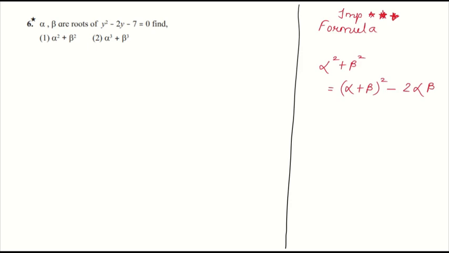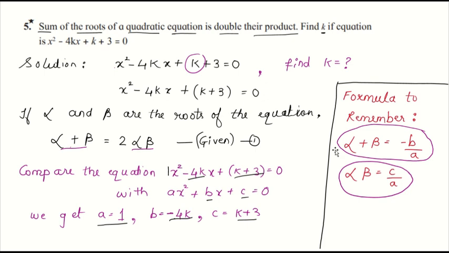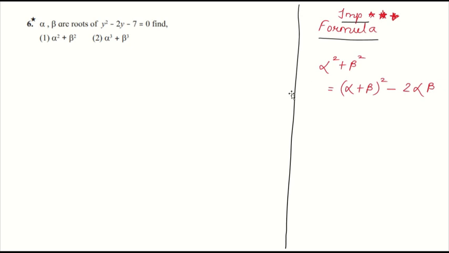Here you need to learn a few formulas for alpha and beta. In the previous question we learned the formulas of alpha plus beta and alpha into beta. Now we need to remember and learn the formula of alpha square plus beta square is equal to alpha plus beta whole square minus 2 into alpha into beta. This will make it easier to solve such questions. So the first one we will solve here is alpha square plus beta square.